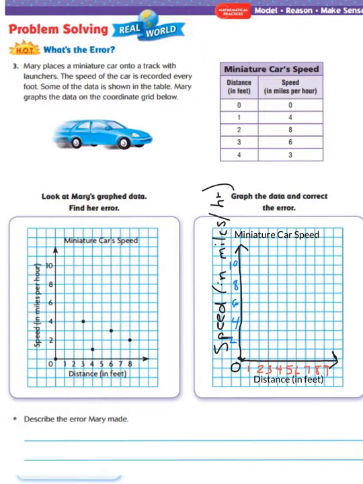We have 1, 4. So we know that the first number is always the x-axis. So we go over to the 1, and we are going to go up to the 4. So we're over 1, up 4, and our next one would be placed right there. Our next ordered pair is 2 and 8. So we would go over to the 2 and up to the 8. And that is where we would place our next point on the grid. So 2 and 8.